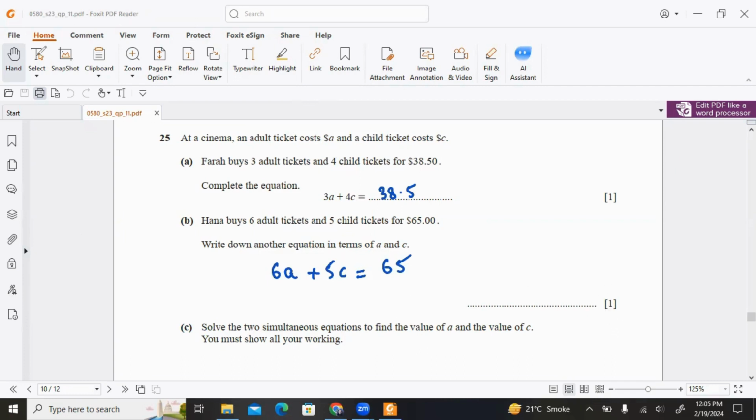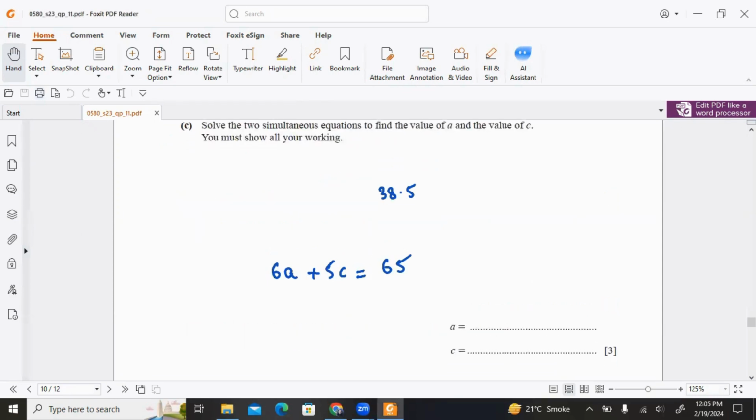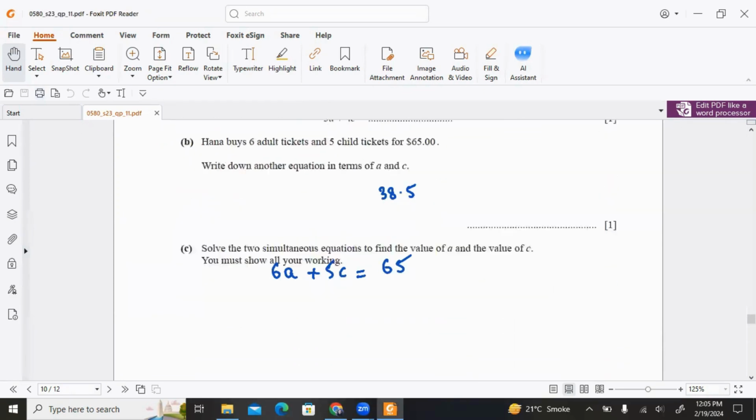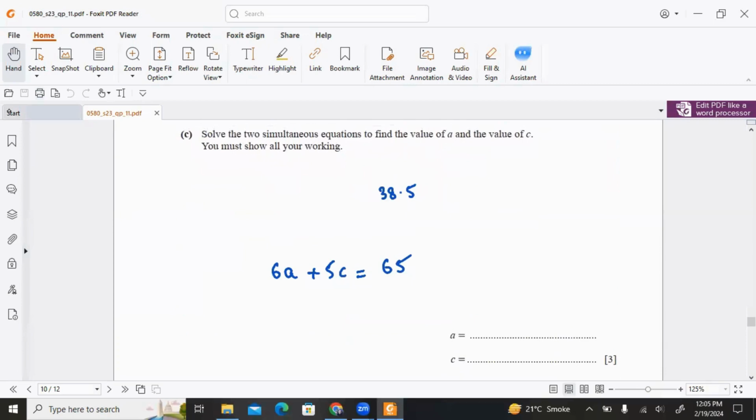So what I'm going to do is first bring it over here. Let's write it down again: 3A plus 4C equals 38.5, and 6A plus 5C equals 65.